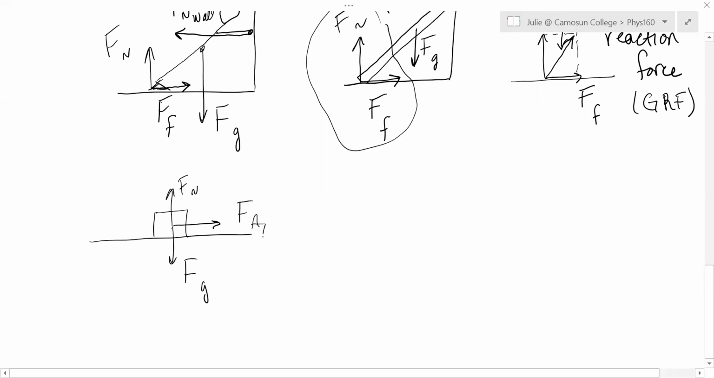So say this is an applied force. As soon as you start pulling on the box, poof, friction appears. And friction will try to resist that motion. So you would have a force of friction. And we've already looked at the inclined plane, so I'm not going to go through that again. There's a whole video on the inclined plane.